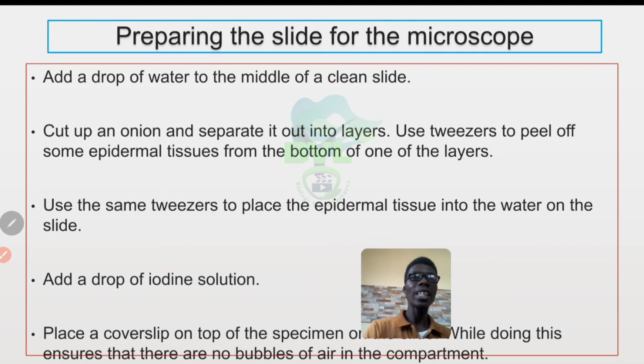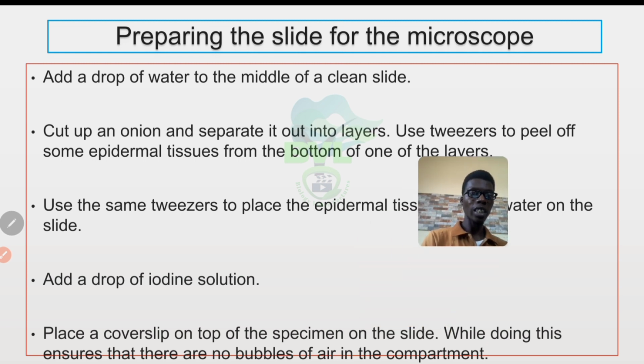So he says here, add a drop of water to the middle of the clean slide, cut up an onion and separate it out in layers like I told you. Use a tweezer. The tweezers are those things that you use to hold that. Use the same tweezer to place the epidermal tissue in the water on the slide. Add a drop of iodine solution. Place the cover slip on top of the specimen on the slide. While doing this, ensure that there are no bubbles of air in the compartment.